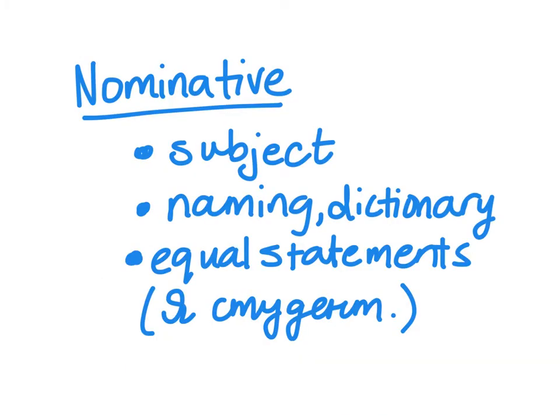So now let's just go through a little bit of a review of when each case is used. So of course, nominative is used with the subject of the sentence. It's used for naming or the dictionary form. And equal statements like "я студент," when we have kind of two equal parts to the sentence.